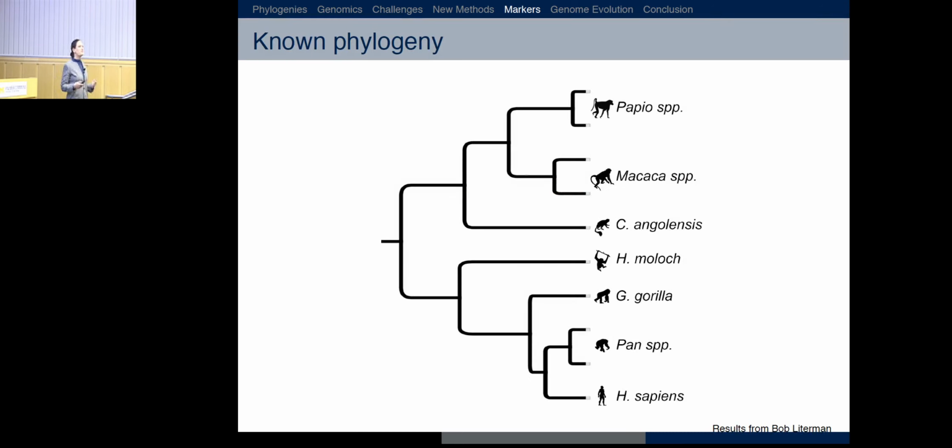So this is where I get to talk about the stuff that my postdoc has been doing for the last year and a half or so. We have a lot of data, and we have a really fast way of getting data for pretty much any group for which there's raw sequence data. So here's a phylogeny that we know pretty well.